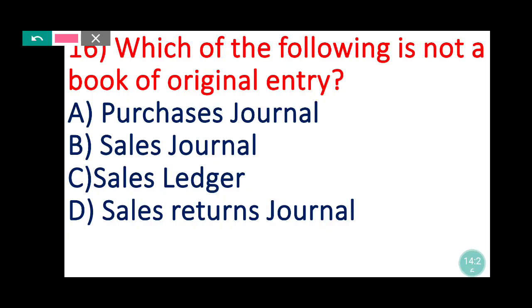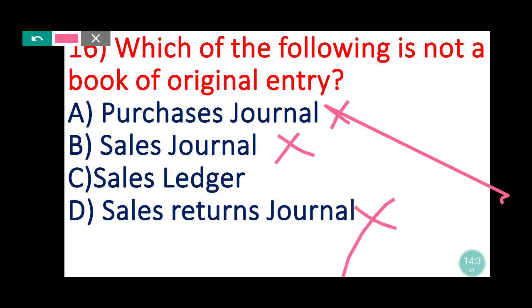16th one, which of the following is not a book of original entry? So purchase journal is a book of original entry. Sales journal is a book of original entry. Sales return is a book of original entry. So which is not a book of original entry? Sales ledger. Because in the sales journal first transactions are recorded, and from there it is transferred to sales ledger. So it is not a book of prime entry or book of original entry. So answer is sales ledger.